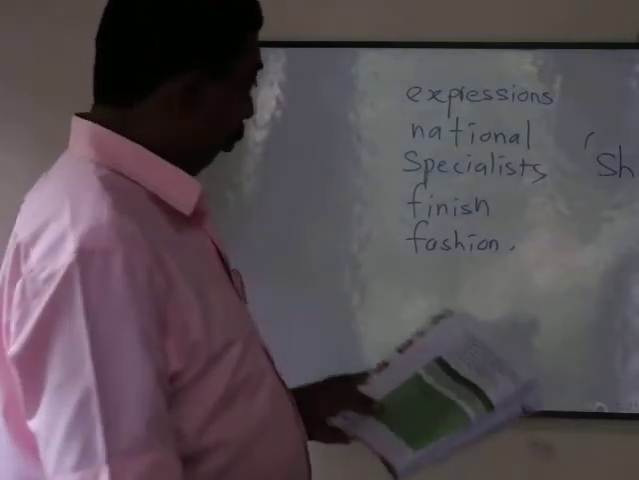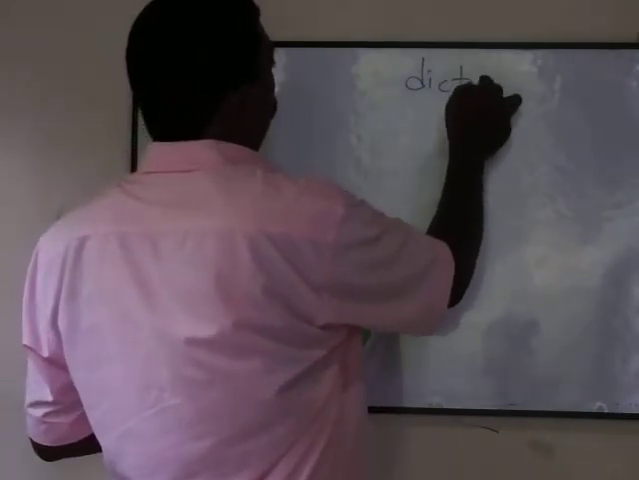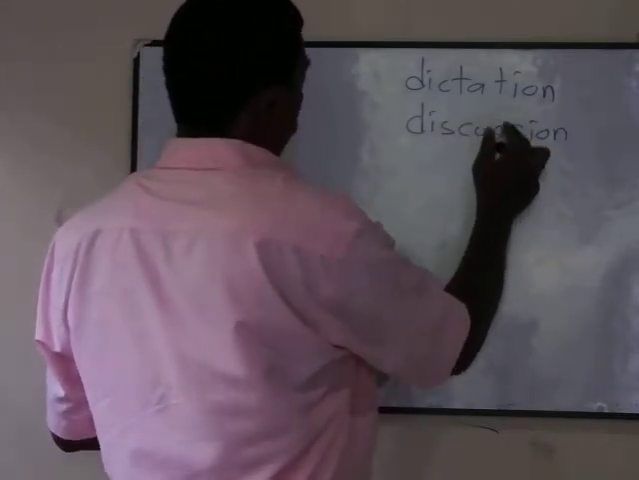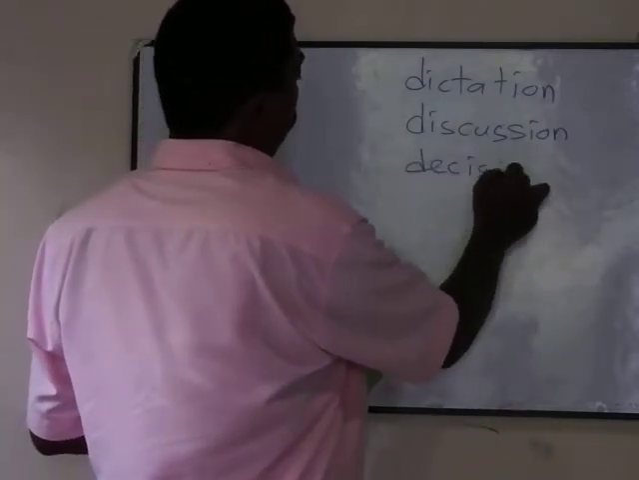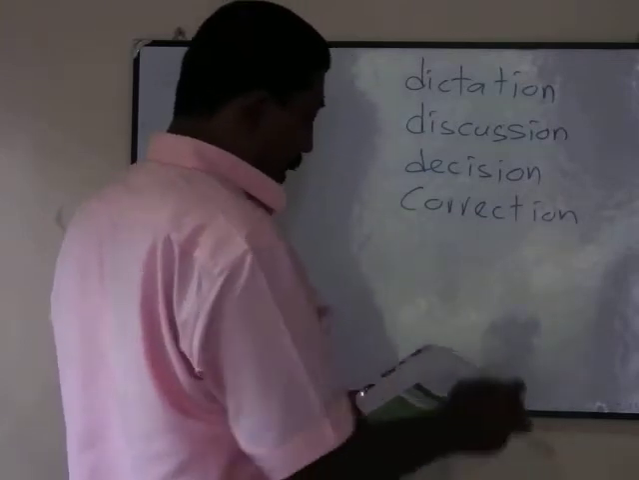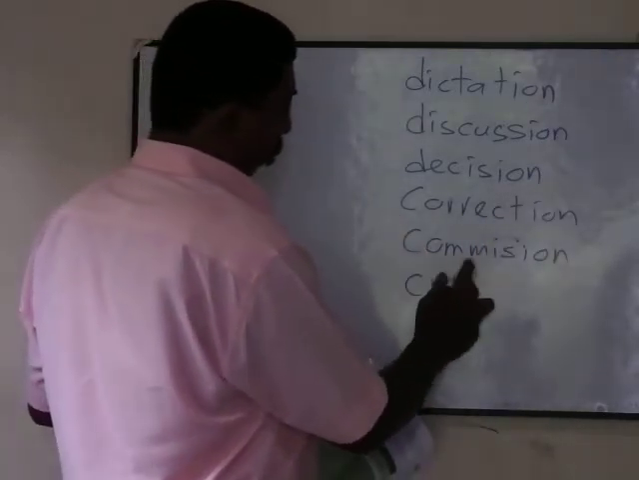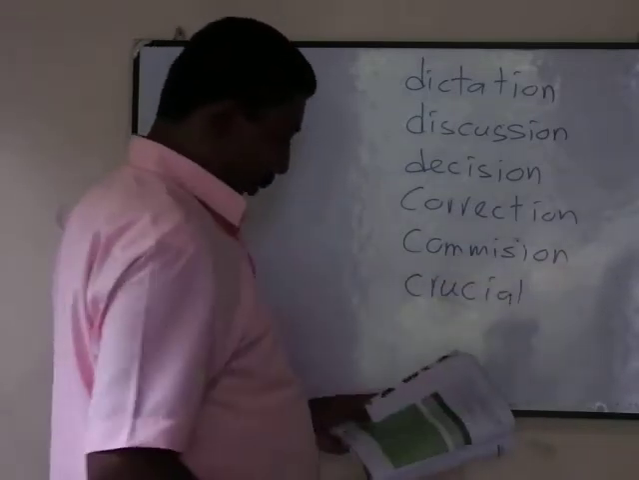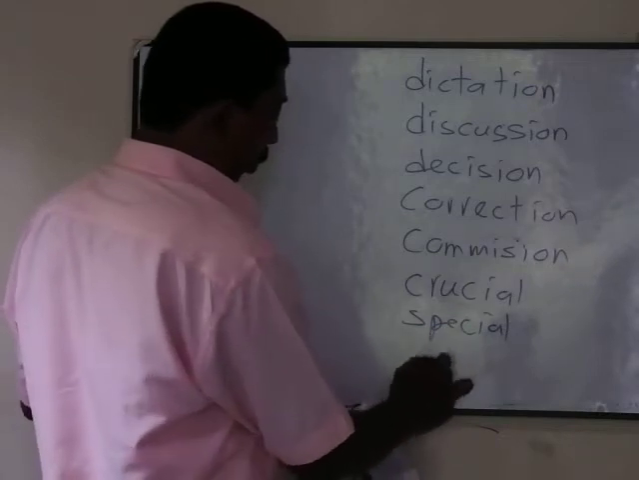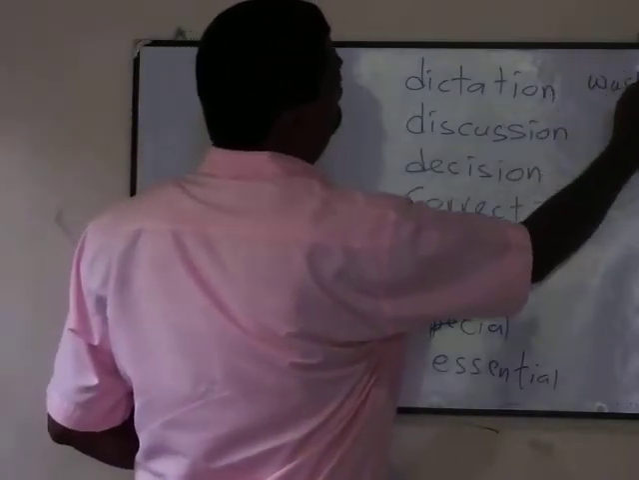Read aloud the following words. After that, there are some words you have been given. Dictation, discussion, decision, correction, commission. This one you pronounce, commission. Crucial, special, essential. Right.